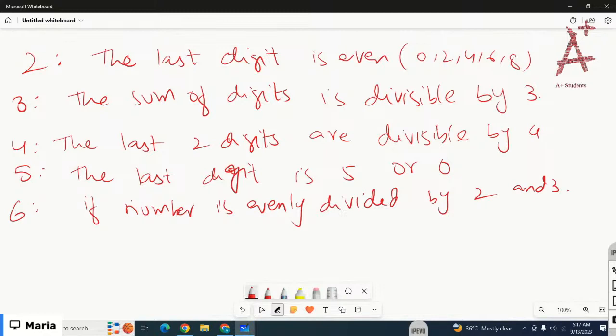If you have to check whether a number is divisible by 6, for example, you have 114. Just apply the divisibility rule for 2. The last digit is even, so it is divisible by 2. Yes. Just see if it is divisible by 3: 1 plus 1 plus 4 is 6, and 6 is divisible by 3. The number is divisible by 2 and by 3 also. That means 114 is divisible by 6. Right?